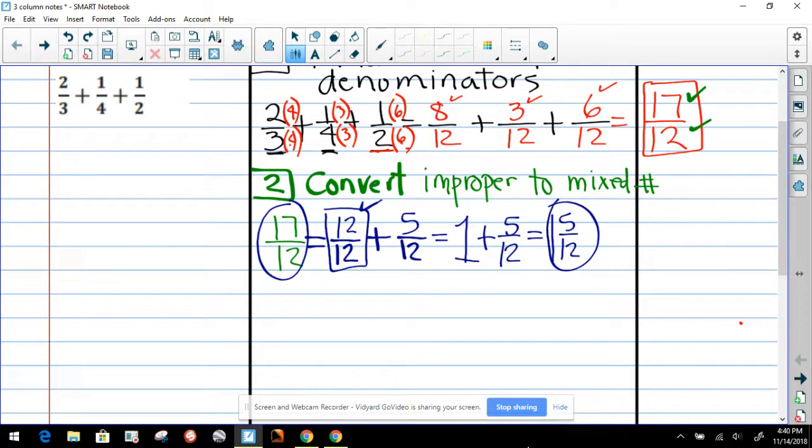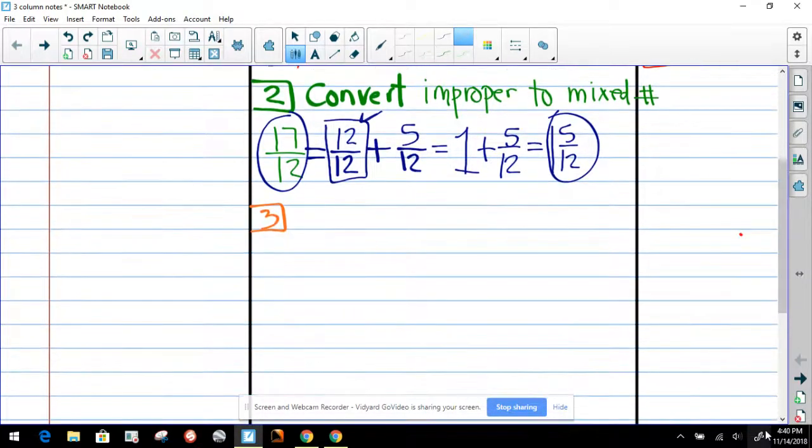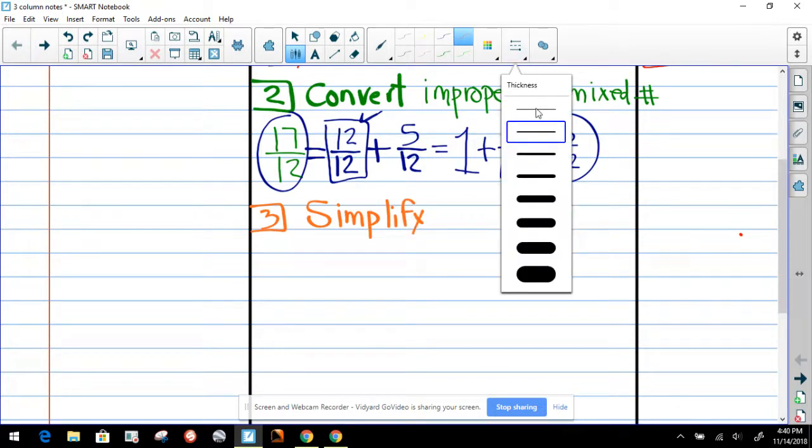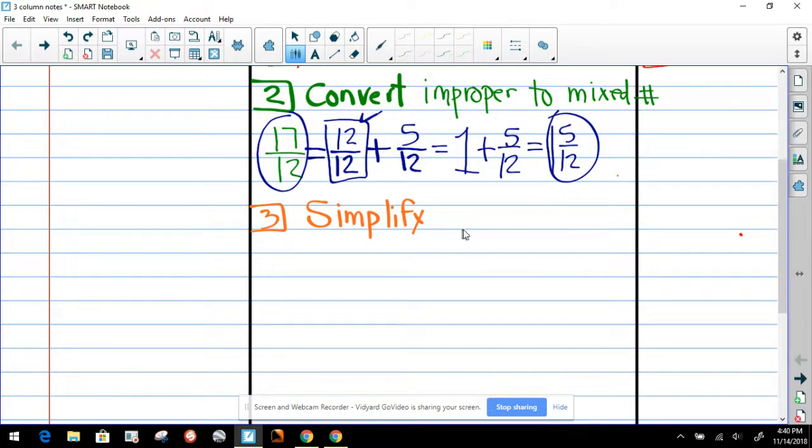Now there is one more step. We have to figure it out first to see if there is. So that's going to be step number 3, and we're going to call it simplification. So we're going to say simplify. So what am I going to simplify? Well, you're going to simplify the number that you already have, which is 1 and 5 twelfths.